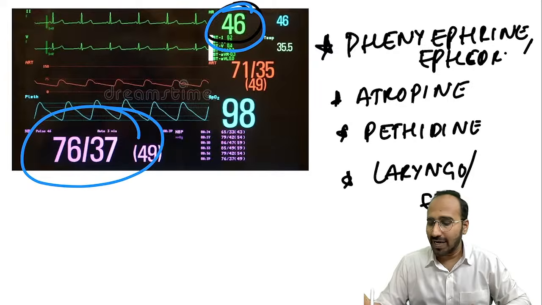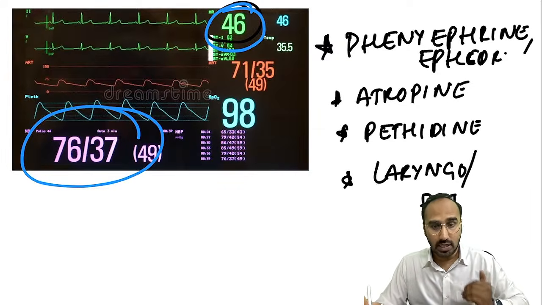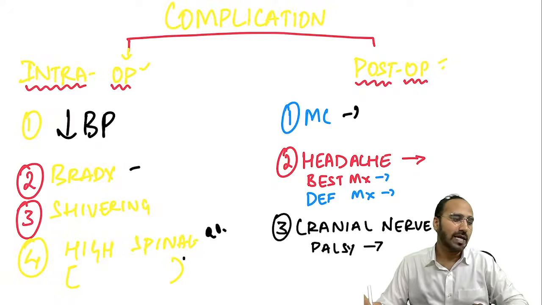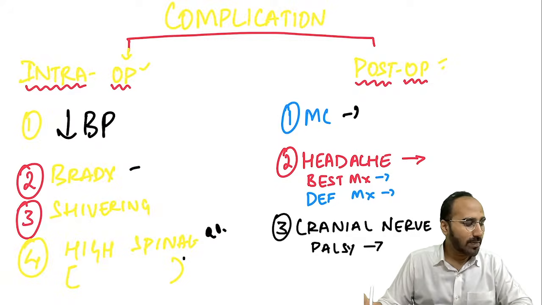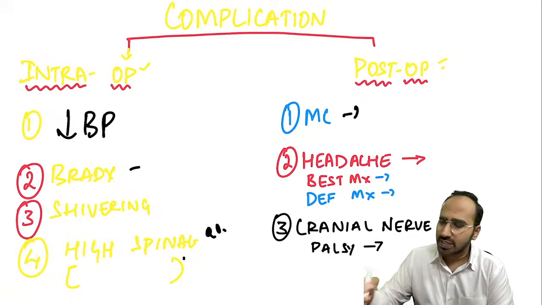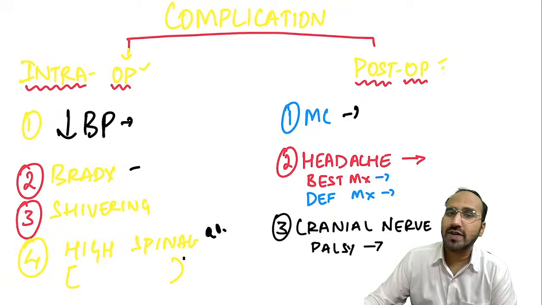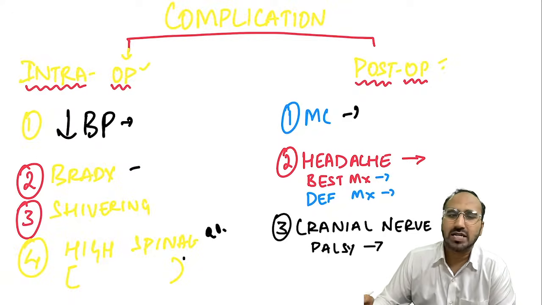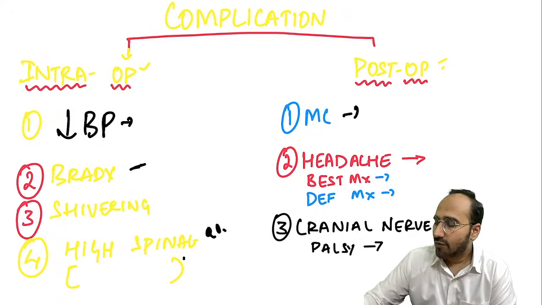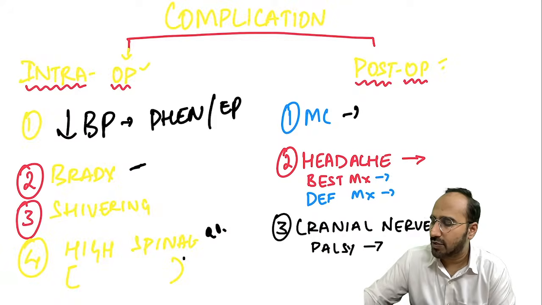Why this should come to your mind is because spinal anesthesia is not about just giving it. It is also about managing the complications. So what are the complications, guys? Intraoperative complications and post-operative complications. Immediately after giving spinal, you will see what? Hypotension. Why do you see hypotension? Because spinal anesthesia produces sympathetic blockade. Next, bradycardia can occur. For hypotension management, you can give phenylephrine or you can give ephedrine to the patient.